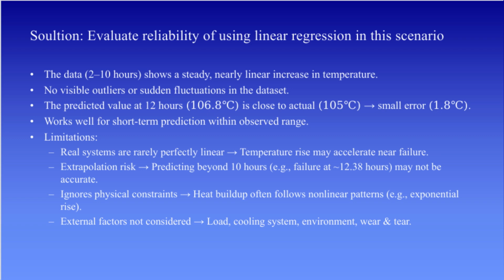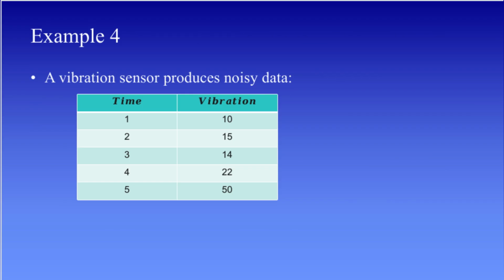Heat buildup often follows nonlinear patterns, such as exponential growth, especially near critical points. Finally, external factors like machine load, cooling mechanisms, environmental conditions, and wear and tear are not considered in this model. So, while linear regression works well for short-term prediction, its reliability decreases when used for long-term or critical predictions. Let us now look at example 4.